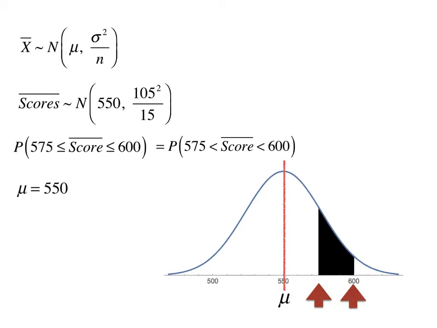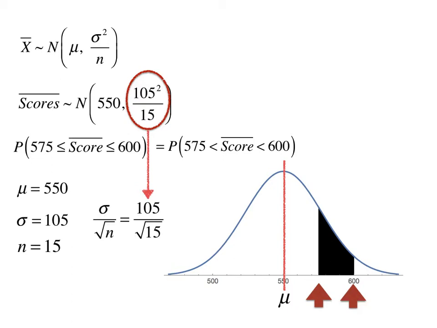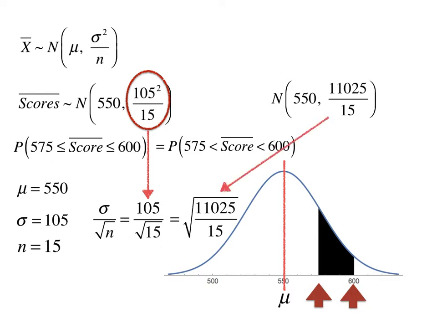So in TC stats, I'd enter mu is 550, sigma is 105, and n equals 15. Now if I'm using a TI-83/84 calculator or some other technology, I need to look closer at the variance and remember that it is sigma over the square root of n, so I may need to enter that as 105 divided by the square root of 15. Now, if it was represented originally with the variance as 11,025 over 15, which is 105 squared over 15, then I may simply take the square root of the whole thing in my calculator. That would work just fine.